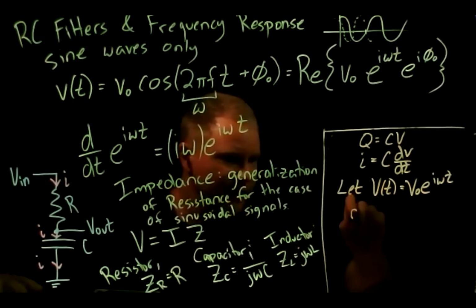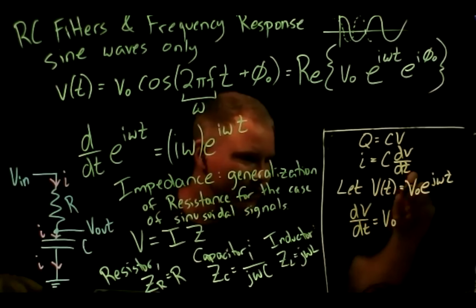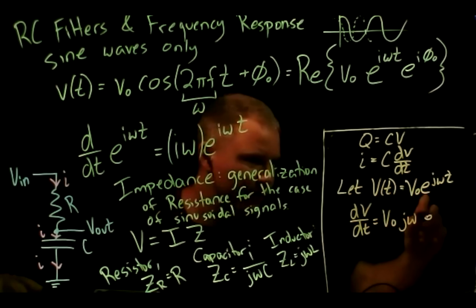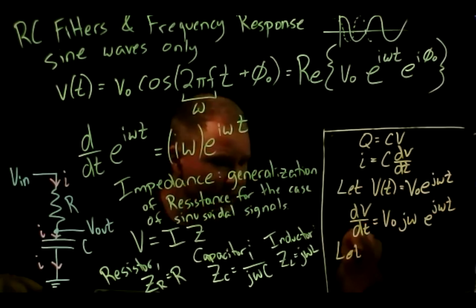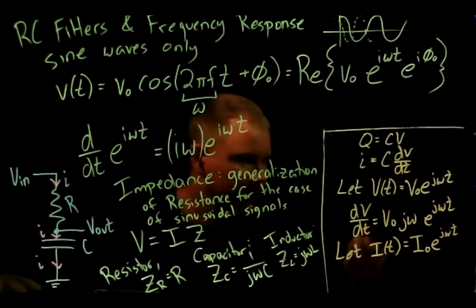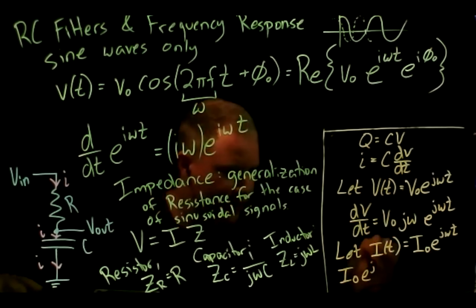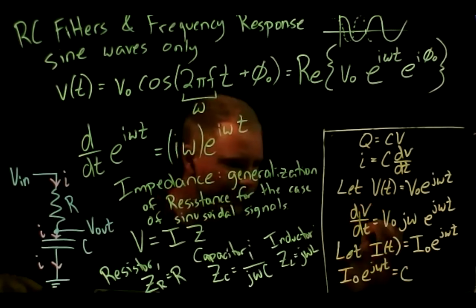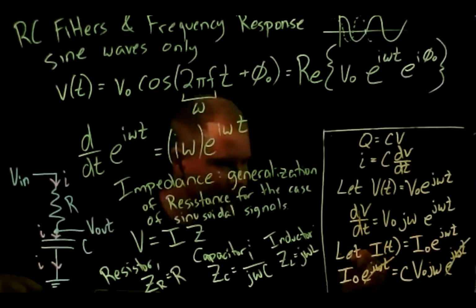All right, so what is dV/dt? Well, this is just V naught that comes along for the ride, j omega from the derivative, e to the j omega t. And if I let the current I of t be some I naught e to the j omega t, then I can equate both sides of this equation here. I could say, all right, well, I naught e to the j omega t equals C times this time derivative, V naught j omega e to the j omega t. And a lot of stuff ends up canceling out.